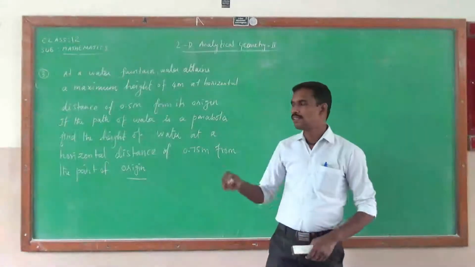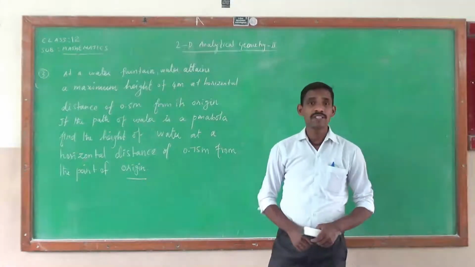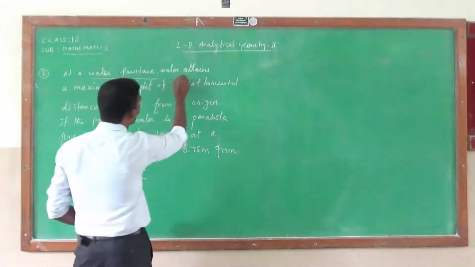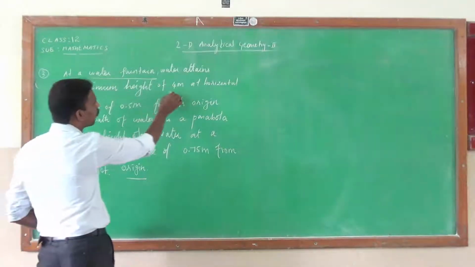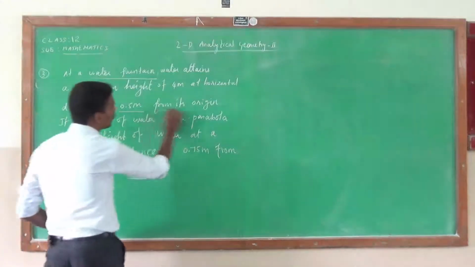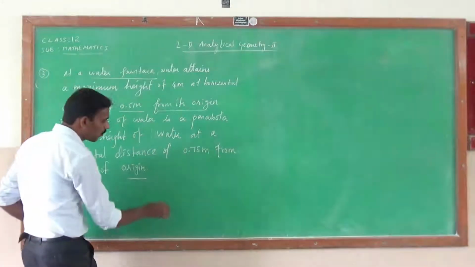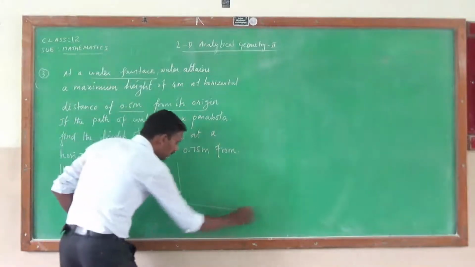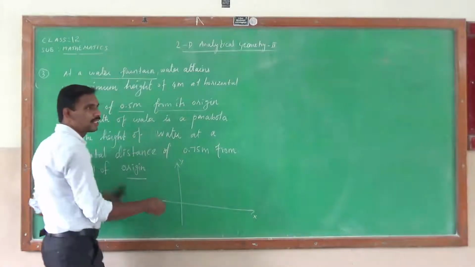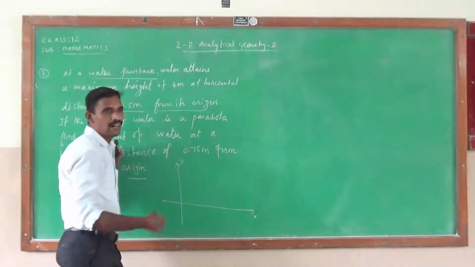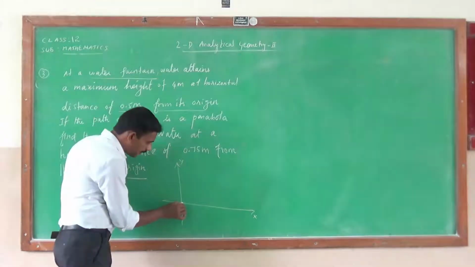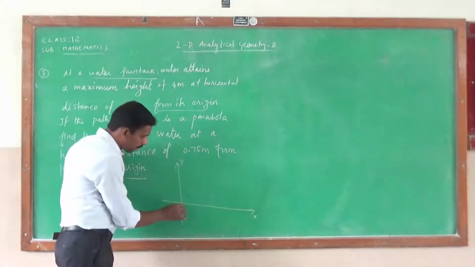Hi students, this is exercise 5.5 and question number 3. At a water fountain, water attains a maximum height of 4 meters at a horizontal distance of 0.5 meter from its origin. So for a water fountain, always consider the x axis and y axis. We can see this in a garden or field or sports stadium, but consider it is a water fountain.